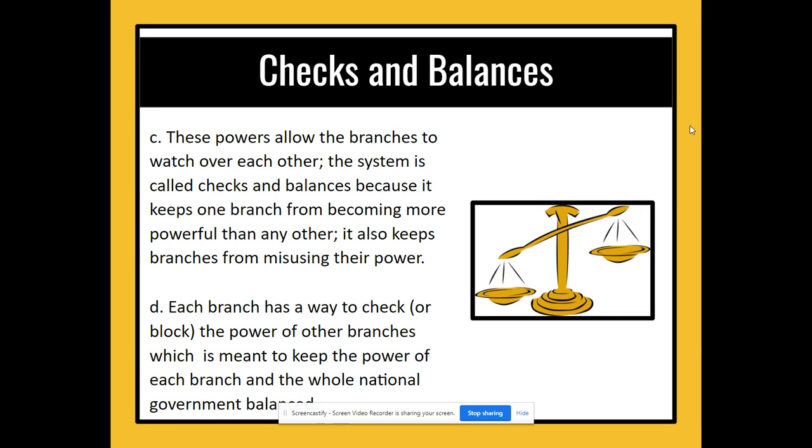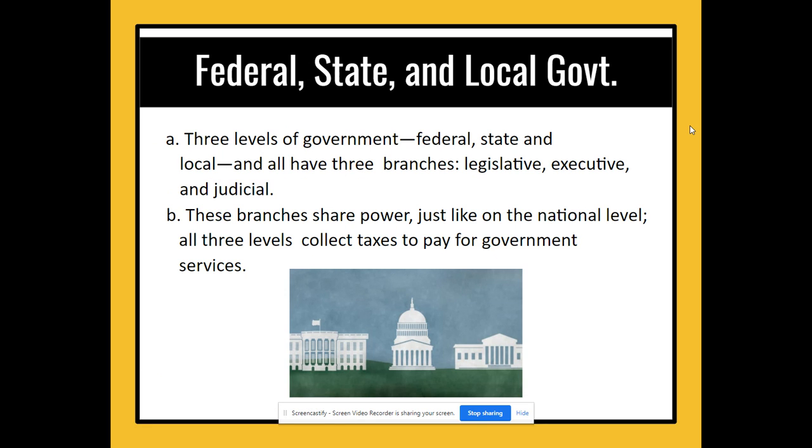These powers allow the branches to watch over each other. The system is called checks and balances because it keeps one branch from becoming more powerful than the other, and it also keeps branches from being able to misuse their power. Each branch has a way to check or block the power of other branches, which is meant to keep the power of each branch in the whole national government balanced.